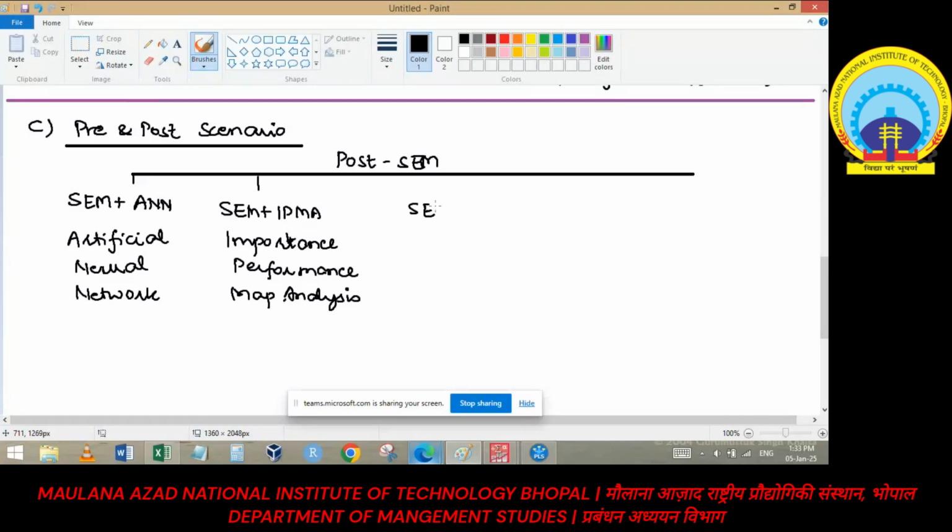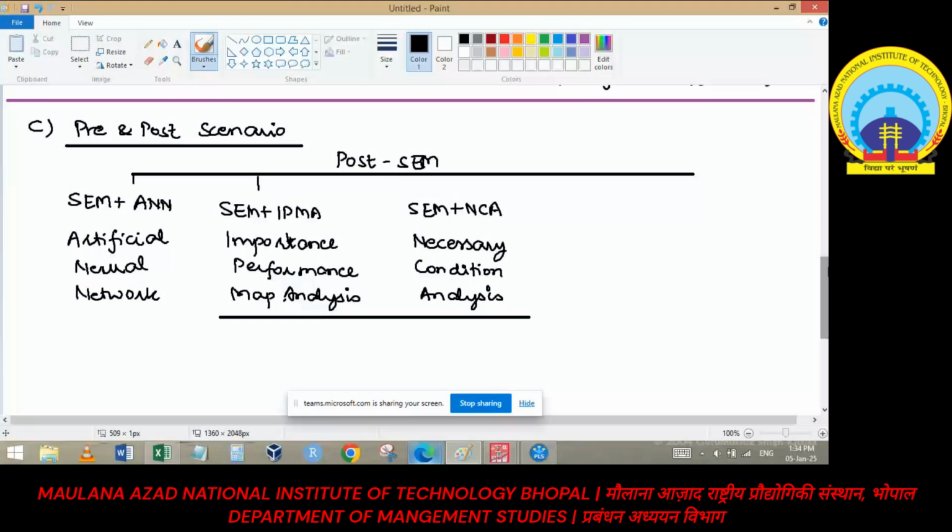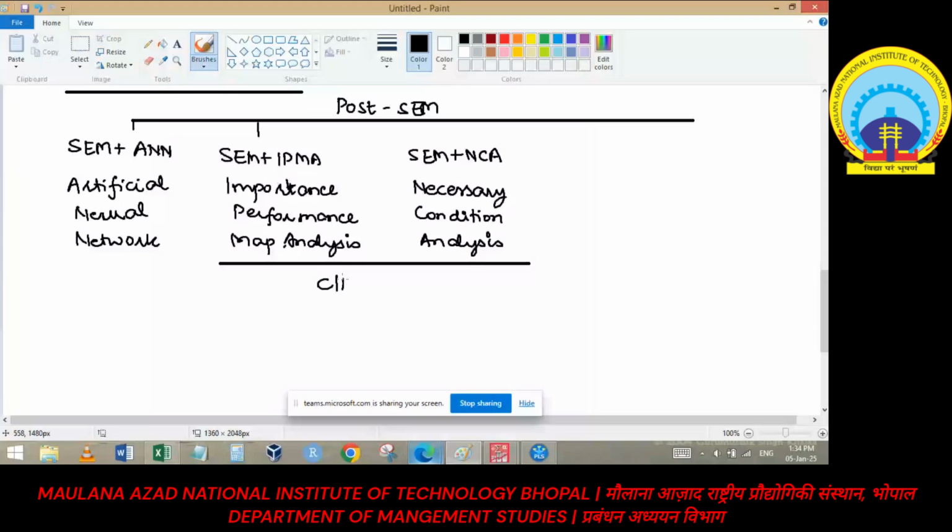A third technique was NCA. NCA stands for necessary condition analysis. Necessary condition analysis. And very recently in 2024, the both are merged and they are made as combined IPMA. IPMA plus NCA. Now its name is given as C-IPMA. C-IPMA is nothing but combined IPMA.